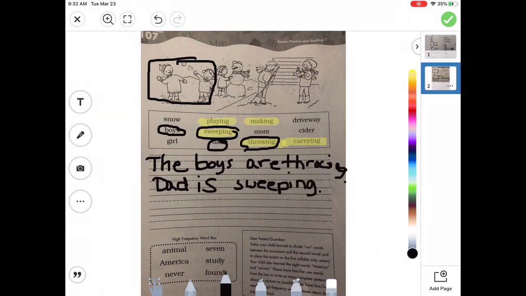All right, I want you to try to make your own sentence, but remember you can use mom or you can use this little girl right here because we have playing, making, and carrying left, okay? All right, I can't wait to see your sentence.